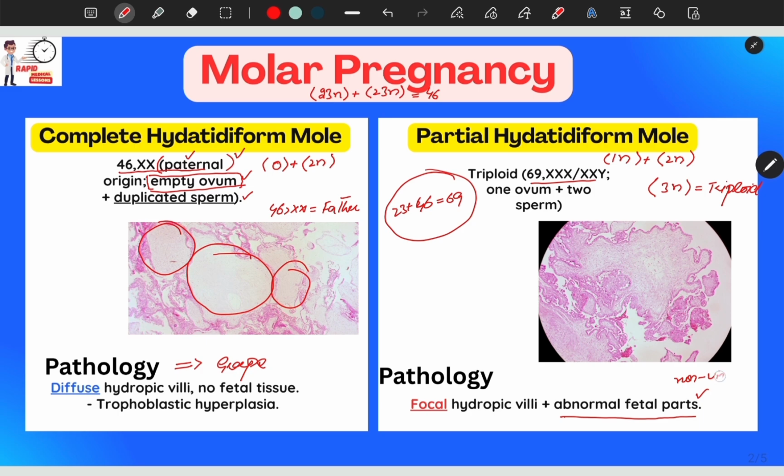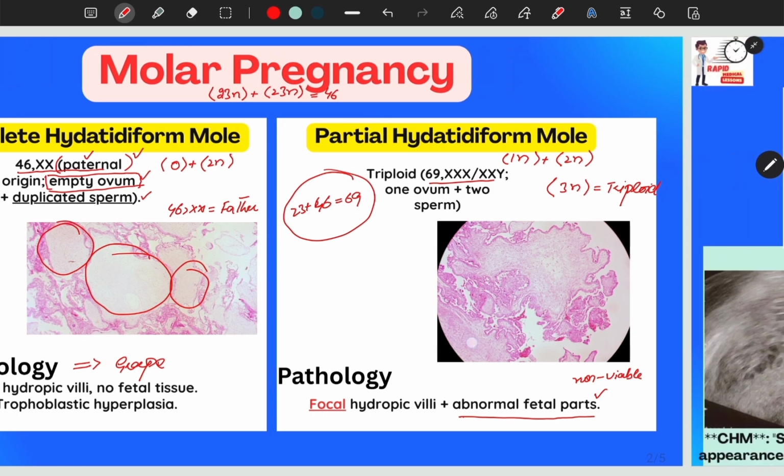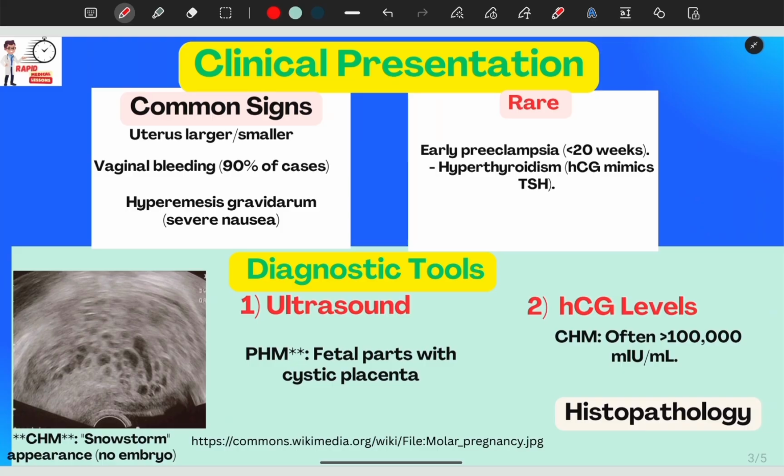After classifying the molar pregnancy, let's have a look at the symptoms and red flags of molar pregnancy. Complete moles present with more severe symptoms due to higher hCG levels and more aggressive trophoblastic proliferation, while partial moles may be mistaken for a miscarriage. How does this present? You have to remember a phrase: too much, too soon.